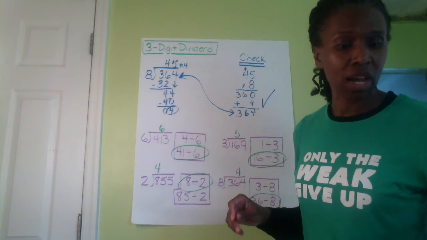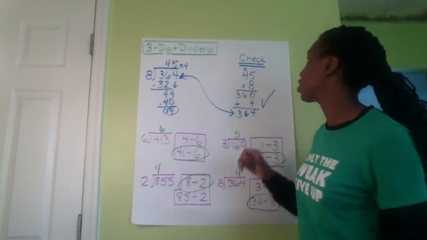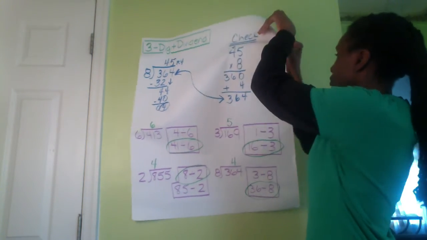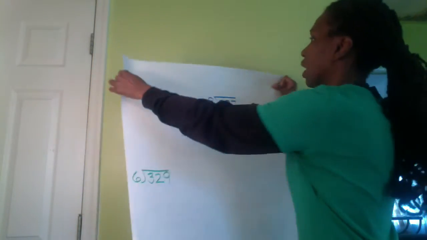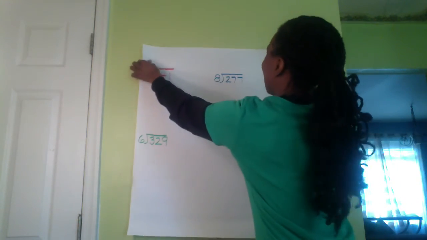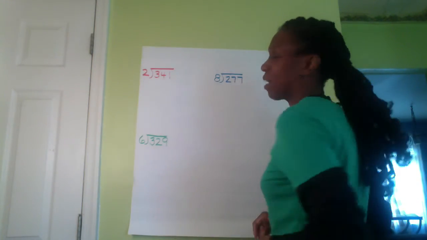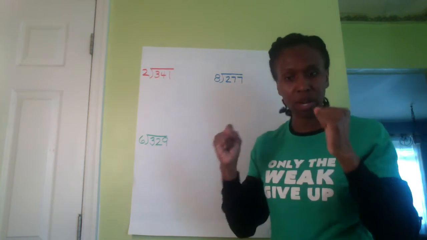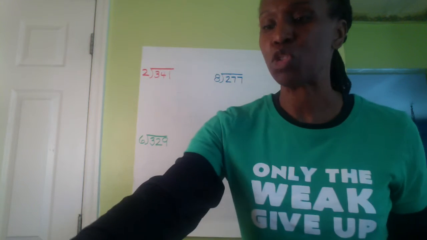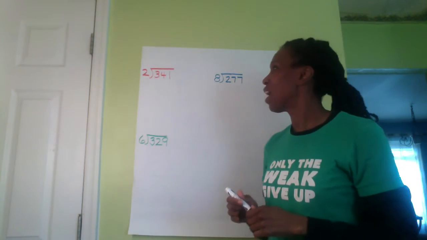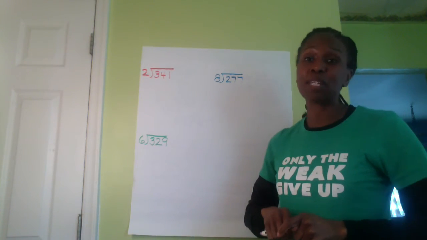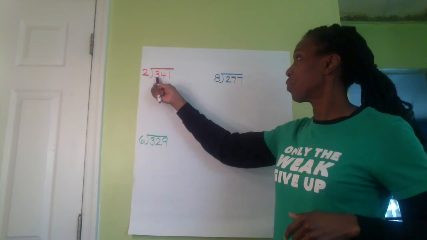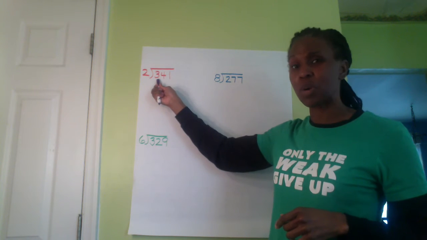All right, now let's go ahead and go over to the next page, page 5, and let's divide. Number 2 is 341 divided by 2. All right, let's get down to work. I think I'm going to use purple. I like purple. So I divide by starting with the first digit. I have 3. Can I take groups of 2 out of 3?